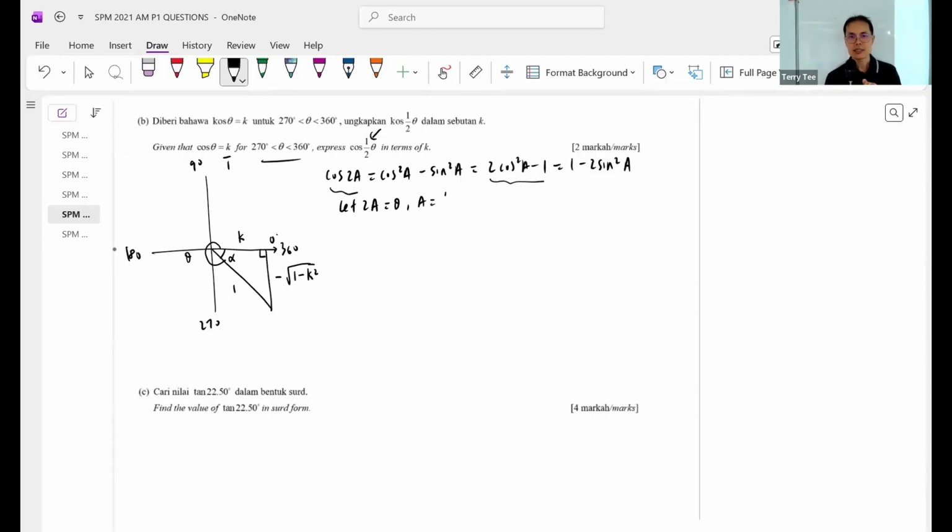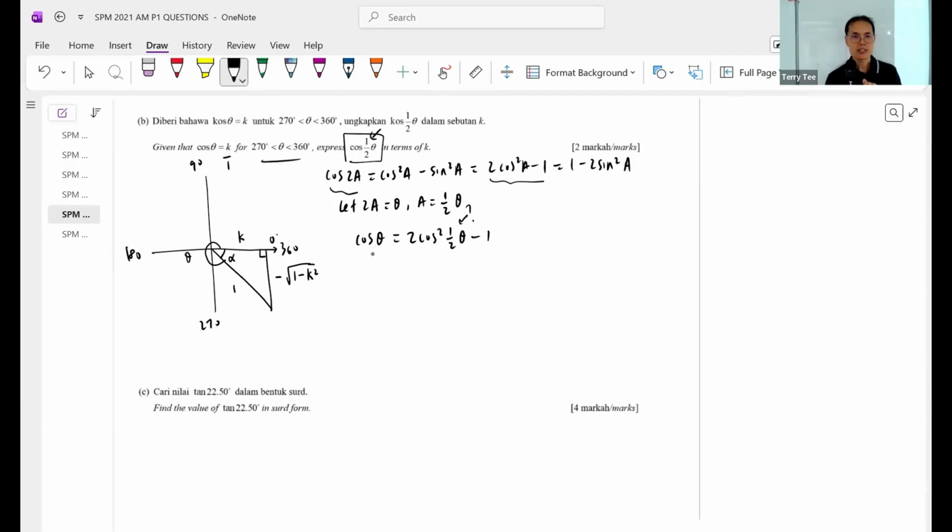So your A is theta over 2, or half theta. Let me write down the formula. Cos theta is 2 cos squared half theta minus 1. What we want is cos of half theta. We're finding this, right? Cos A.